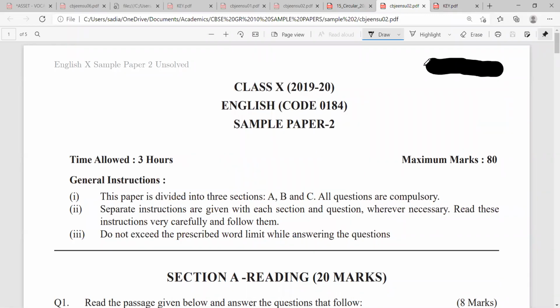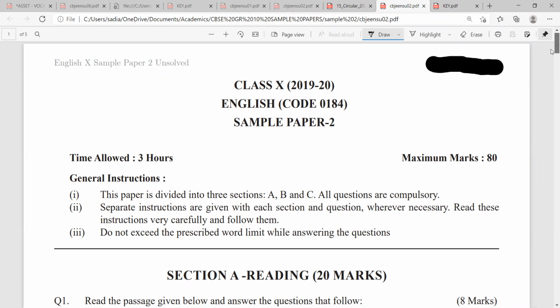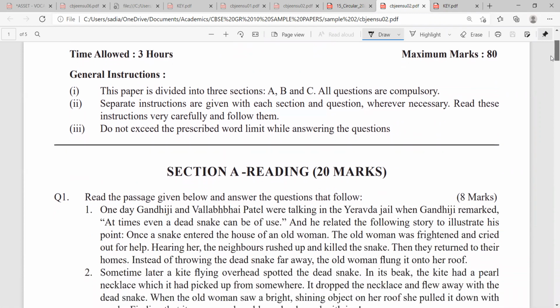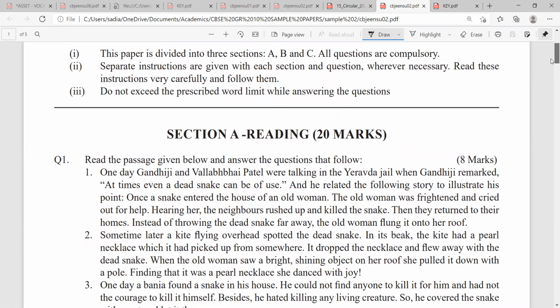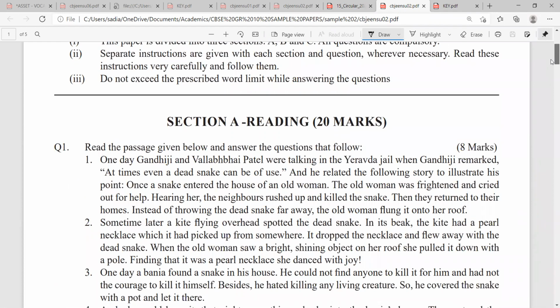Hello students, this is a sample question paper for CBSE English Literature and Language subject code 184. This is based on the old format, but it will definitely be helpful for the students who are preparing for the CBSE examination. You are requested to pause the video and read the question paper carefully and then respond in your notebook.